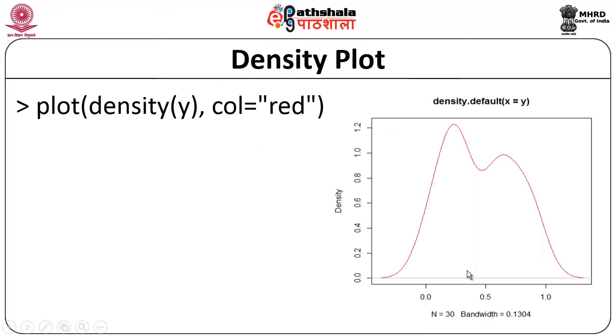Suppose you want to display a density plot. The density plot can be plotted using the function called density, which must be passed as an argument to the plot function. The density plot in turn requires a color value. So, if the color value is set to red, then if you execute the plot function with the density function and the color value set to red, you will get a density curve as shown in this diagram. So, this is also for a single variable called y.